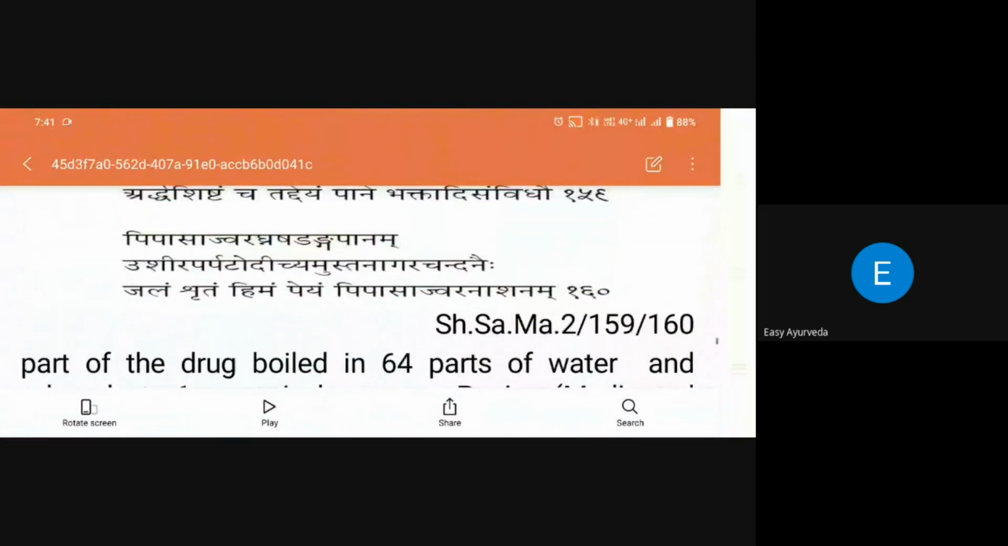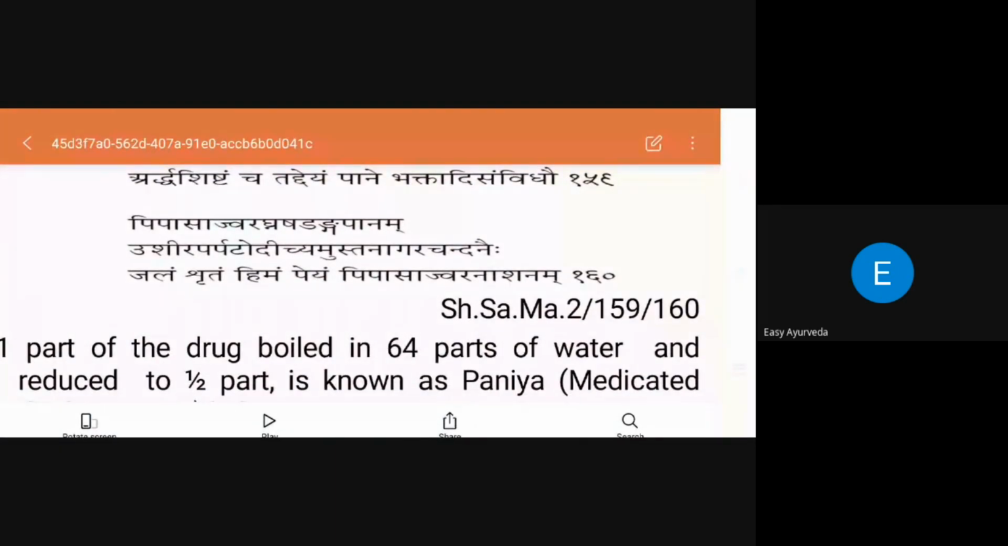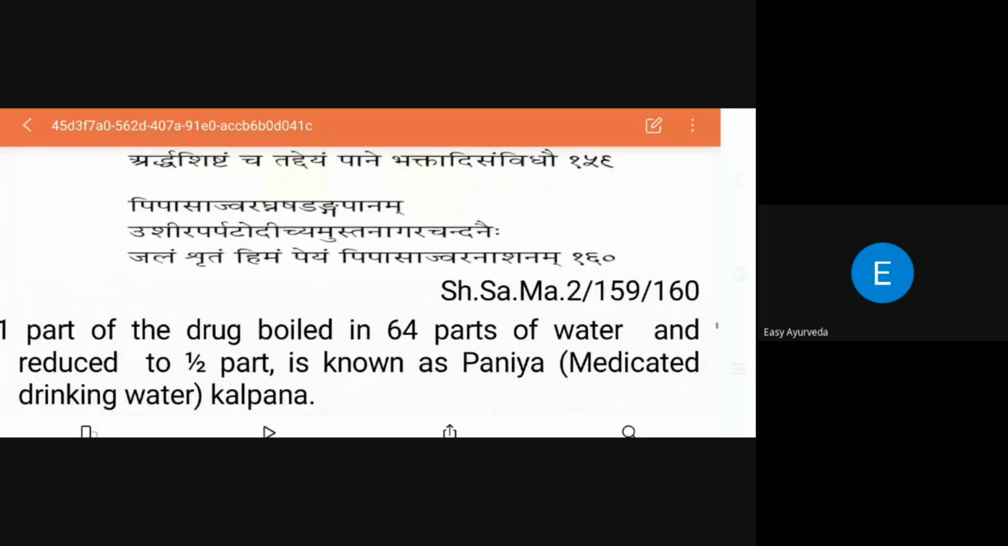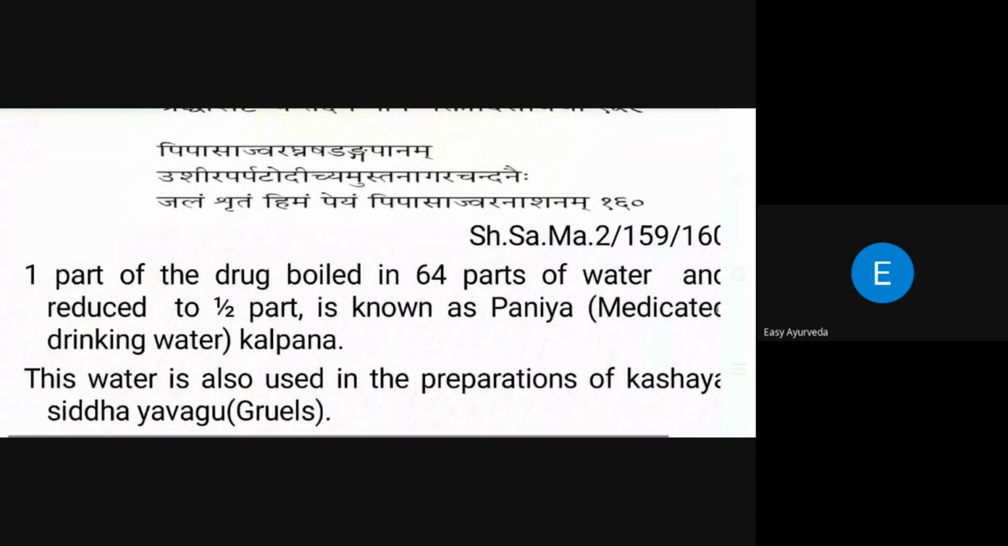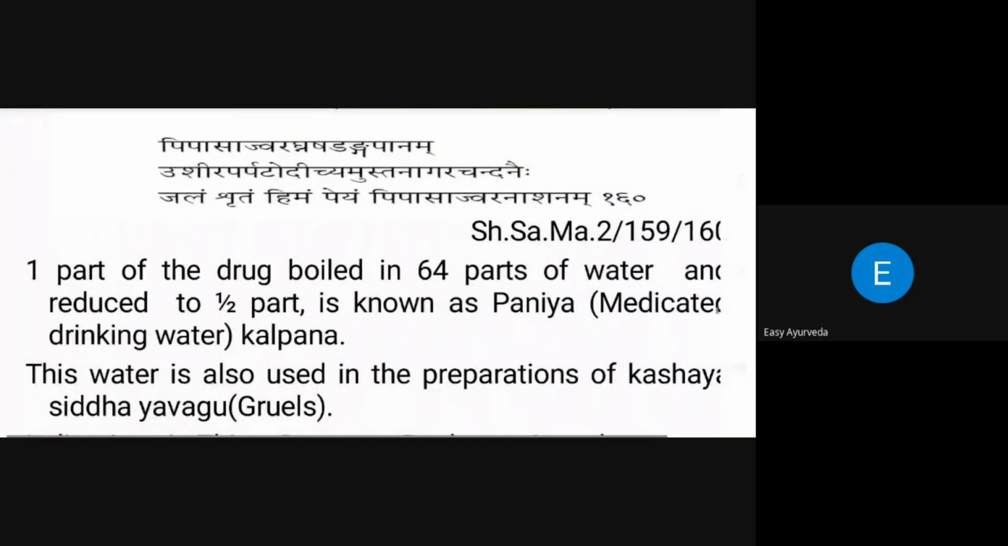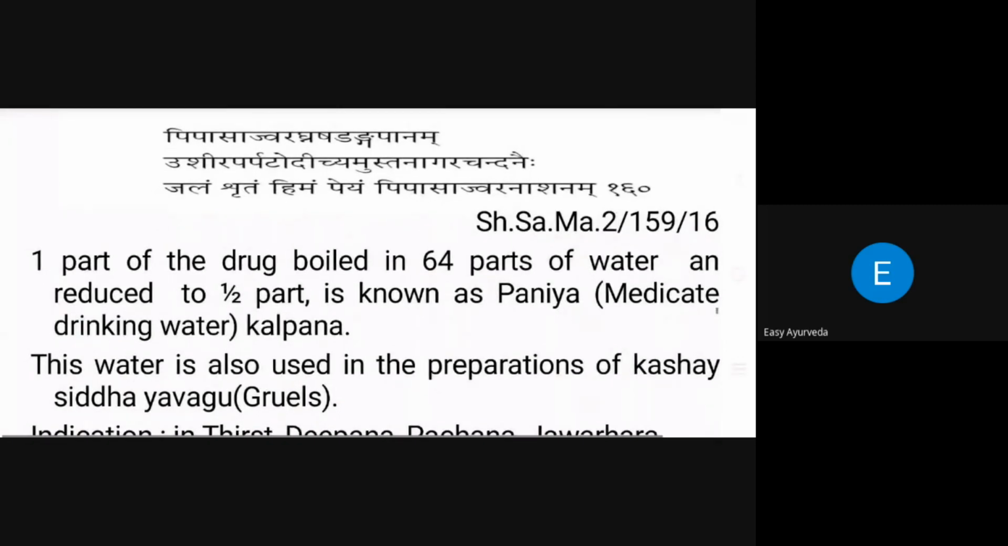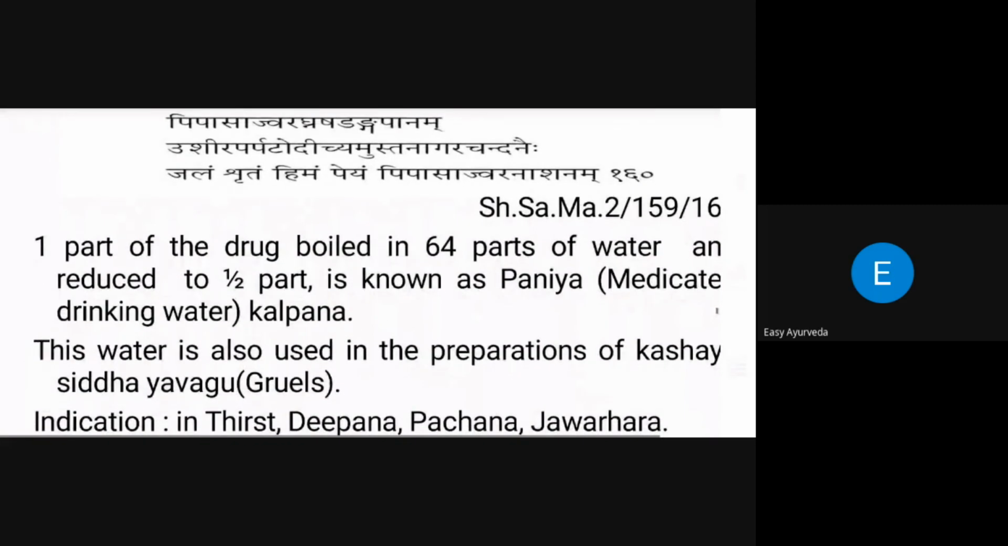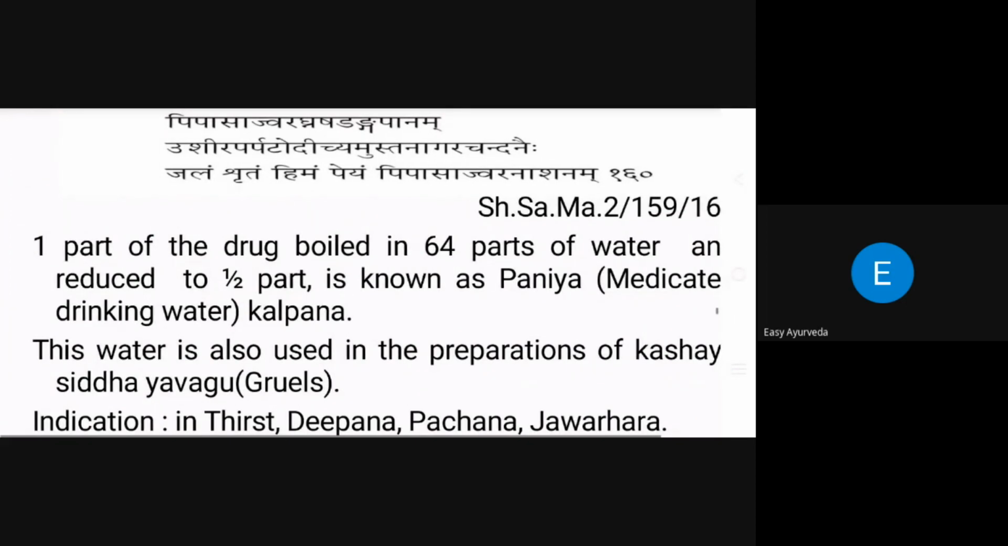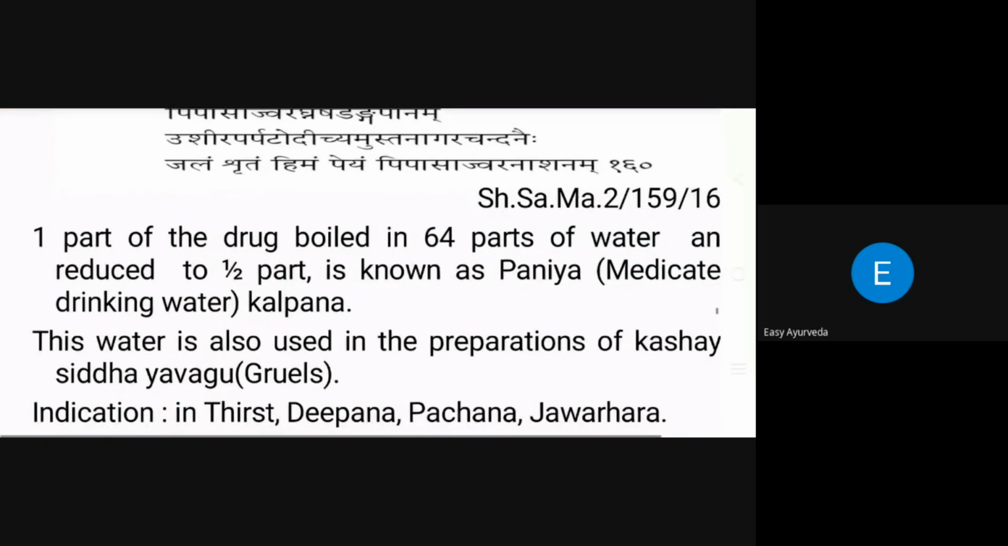And one example has been given, prepared in the context of Pipasa, and in general fevers or Jwara also we can use it, by the name of Shadanga Paniya. It is normally used Paniya Kalpana in almost all conditions, and it is very good for digestion also. It acts as a Deepana, as a Pachana, and it is Amahara also. That is the specialty of Shadanga Paniya. It consists of Ushira, Parpataka, Udicha, Musta, Nagara, Chandana. These are the 6 drugs, taken in one part.